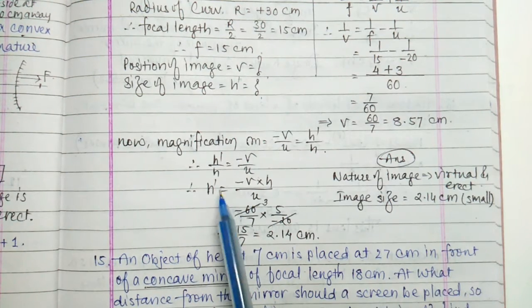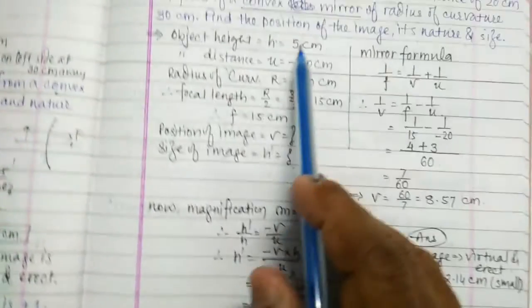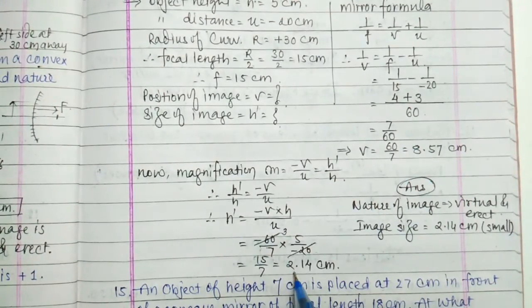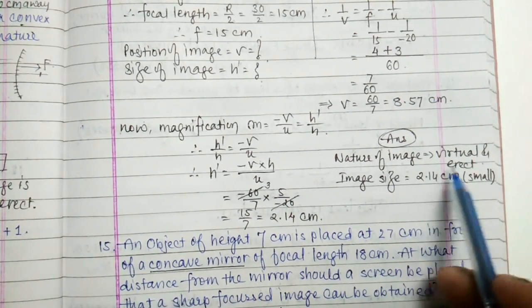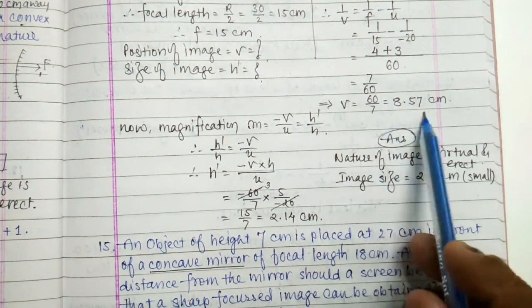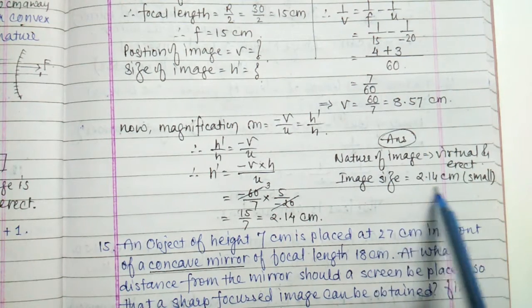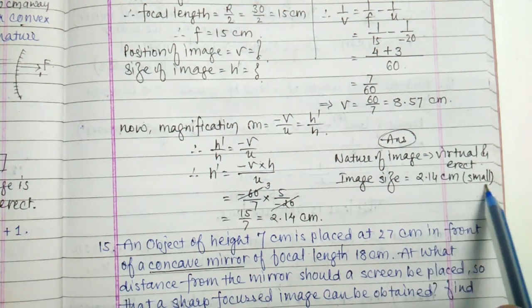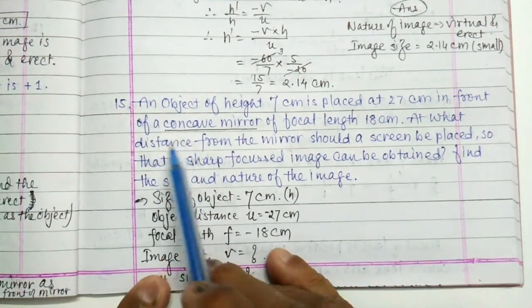The height of the image is 2.14 centimeter, but the object size is 5 centimeter, and we have 2.14 centimeter image height. It means the image is reduced in size. So the nature of the image is virtual and erect. Why virtual and erect? Because v is positive, so it is obtained behind the mirror, and the image size is 2.14 centimeter, meaning a small image.